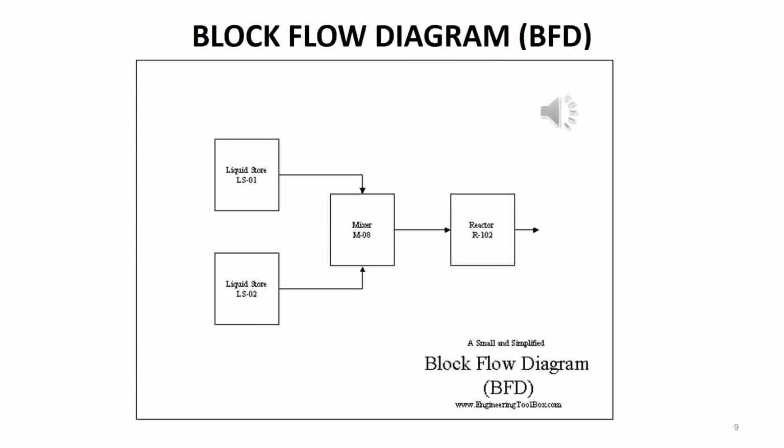A block flow diagram, BFD, is a schematic illustration of the major process units. The blocks or rectangles are used to represent a unit operation. The blocks are connected by straight lines, which represent the process flow streams, which flow between the units.